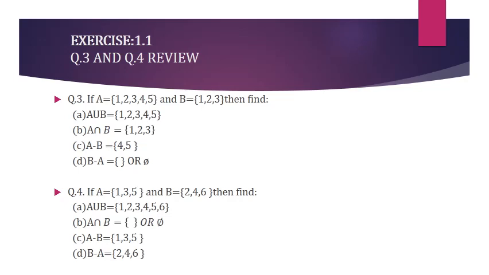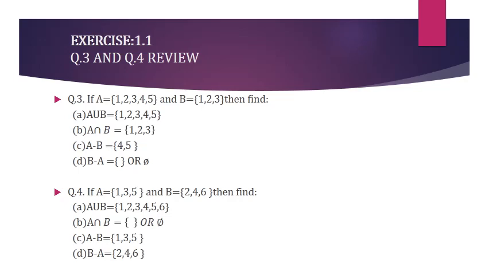Now in question number 3 part C, A minus B, after deducting the common elements of B, 1, 2, 3, from A, the leftover of A is 4, 5. So the answer of A minus B is 4, 5. And in the last part of question 3, when we find B minus A, after deducting 1, 2, 3 from set B, nothing is left over in set B, so our answer of B minus A is the null set.